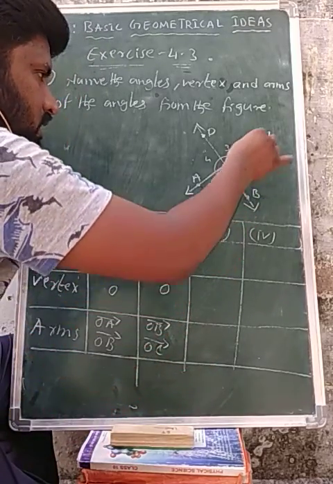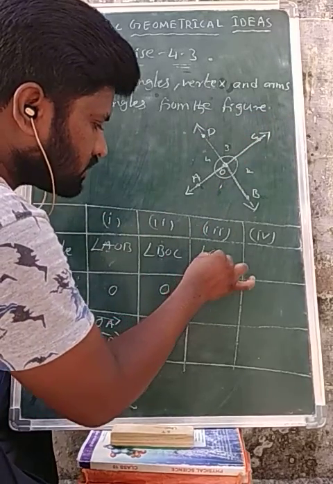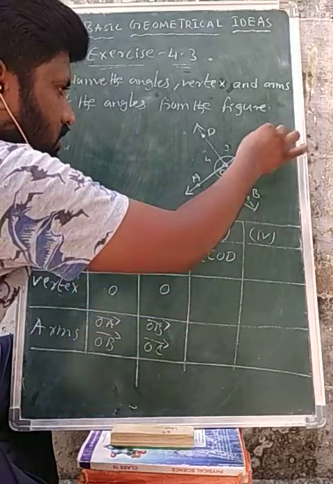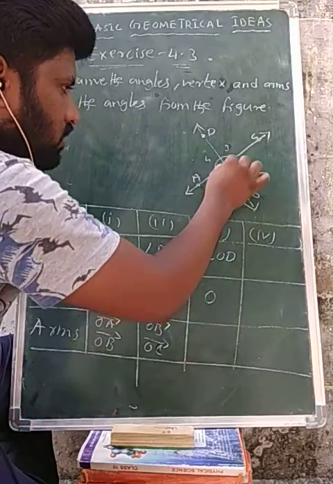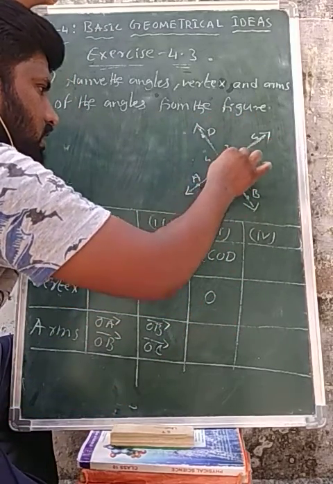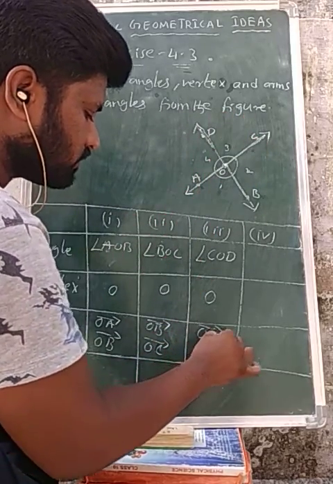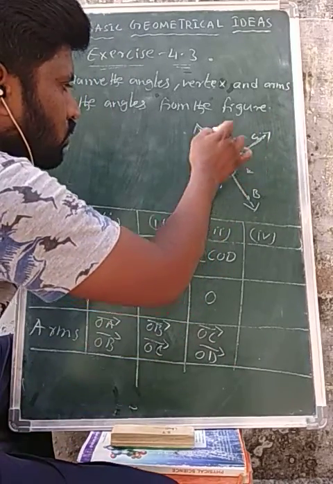Next, third angle, that is angle COD. O is the common vertex. OC and OD. These two are what, Nana? OC and OD. These two are the arms of angle COD.